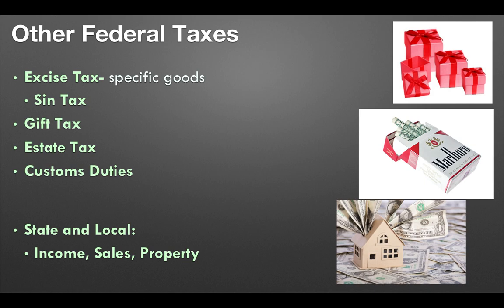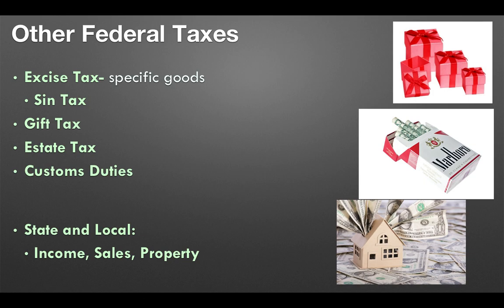Other federal taxes, we have the excise tax. That's on specific goods. An excise tax would sometimes be considered the sin tax, is an example. The sin tax is on cigarettes, on alcohol, things like that. So an excise tax is something specifically on a good.